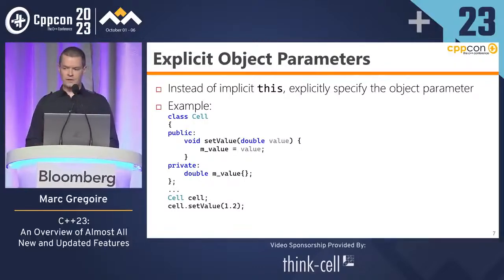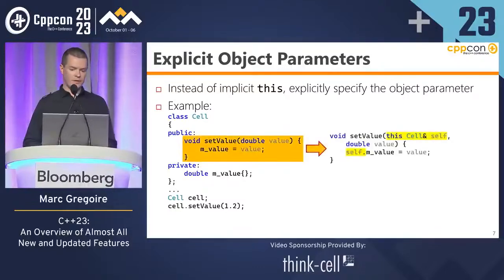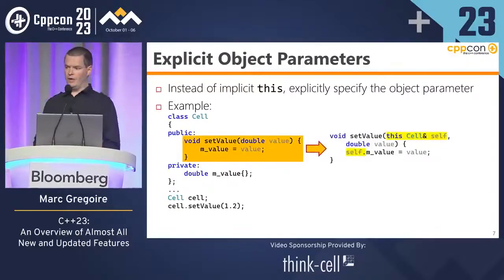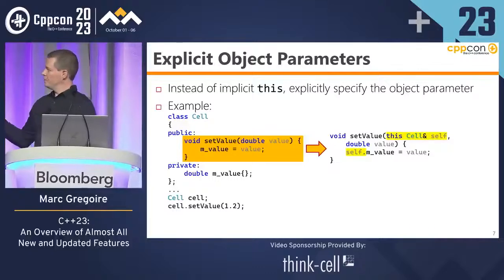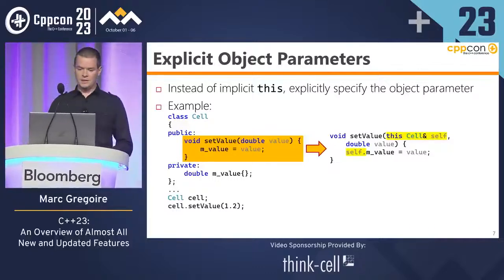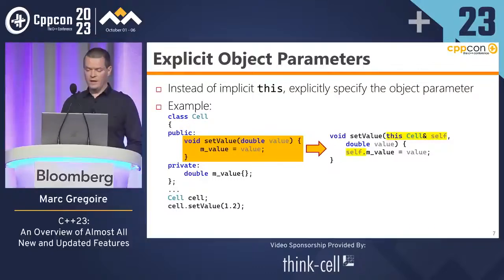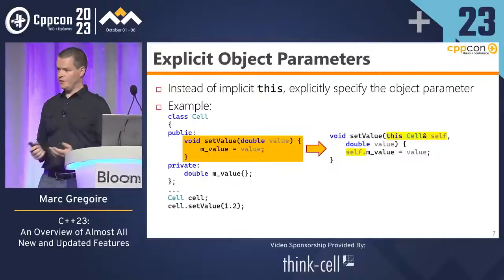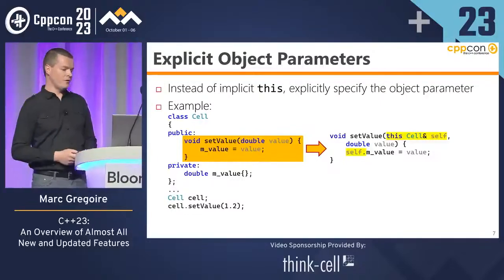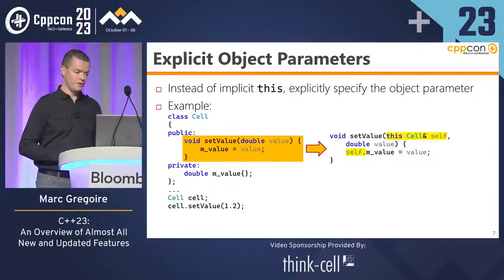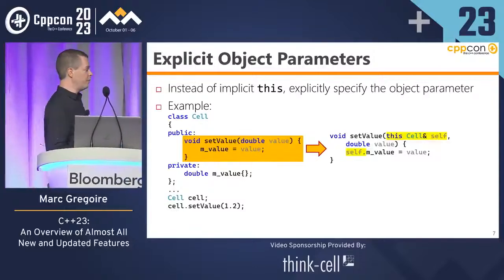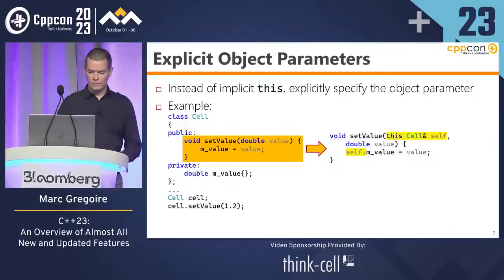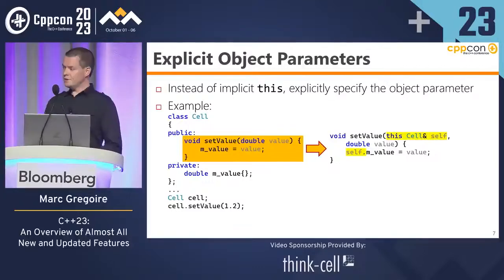So how would you write this with an explicit object parameter? The only thing you have to do is make the first parameter to your member function something like this: Cell& self. Then inside the body of your member function, you cannot use the this pointer anymore. There is no this pointer anymore. You have to use the reference that you have specified as the first parameter, in this case, self. So you write self.mValue.